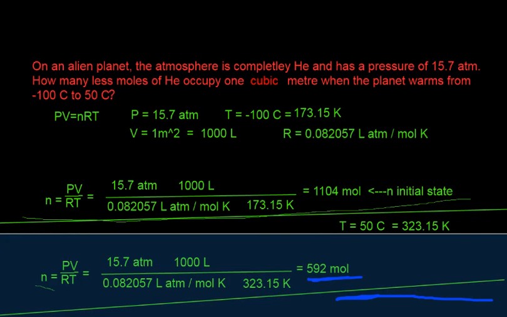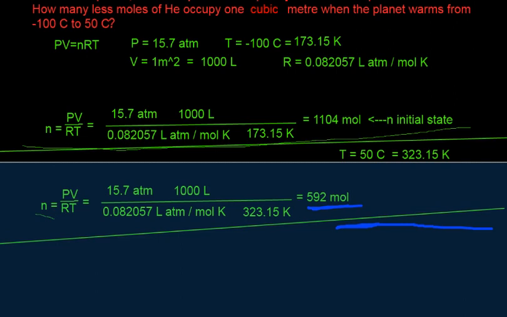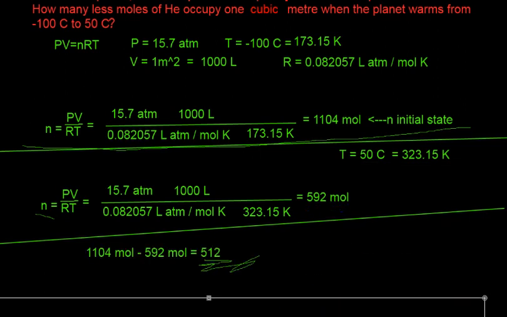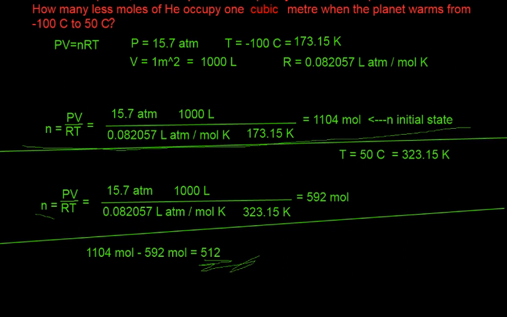The question asks for the difference. Now how do we find out the difference? Well, that's easy. You just subtract them. And you'll get that the final value is 512 moles, which doesn't seem that unreasonable. It seems pretty normal to get about that much. So I think that's about good for this video.